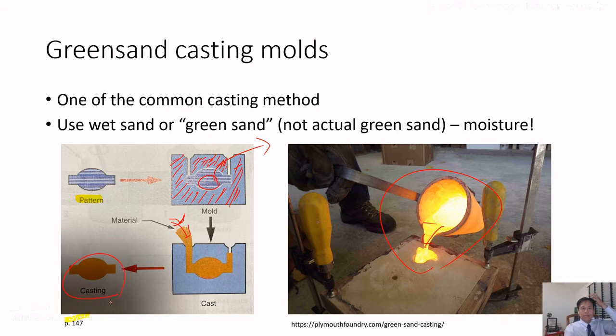That is the green sand method. So some people ask me, so why is its name green sand? That's because the name originates from the wet sand or green sand, but not actually green. But some sand has high moisture, so that's why they called it green sand, like the green wood, right?